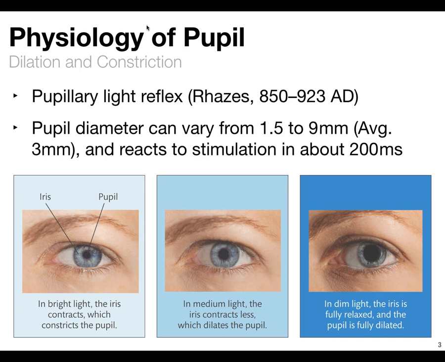So when you stimulate, so if I have a dark room and if I shine a light into someone's eye, that change from fully dilated through to constricted takes about 200 milliseconds. So it's not an instantaneous change. It's a change that's occurring over something that we could quite easily measure.